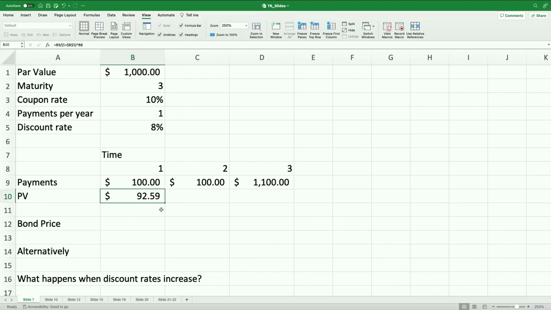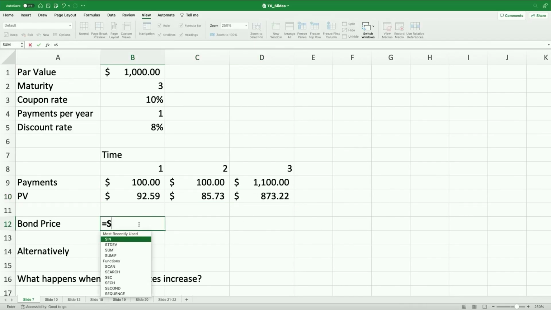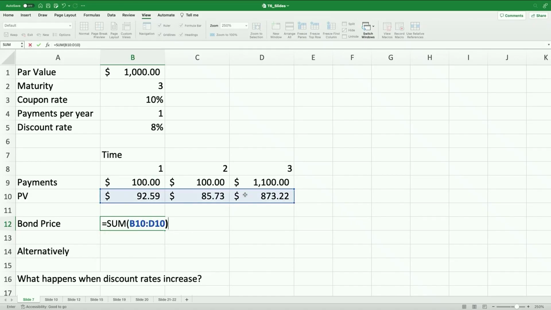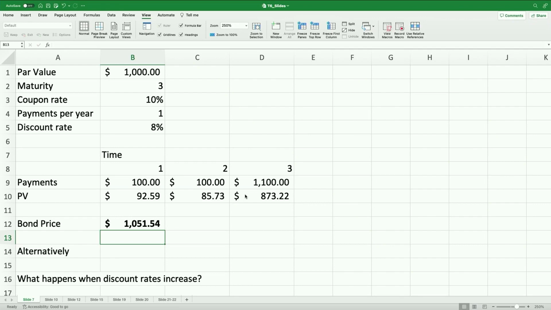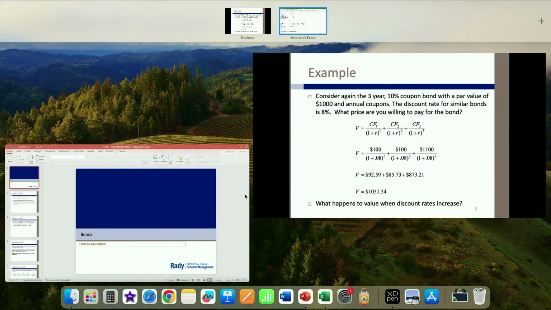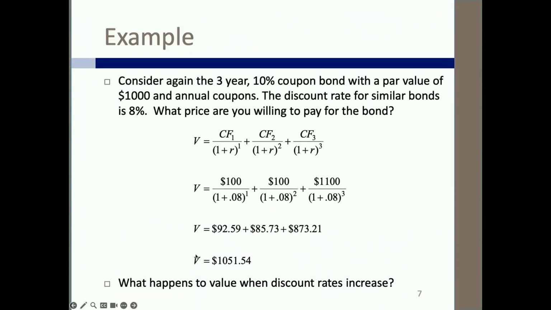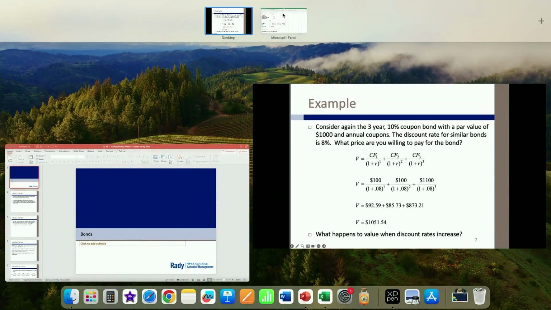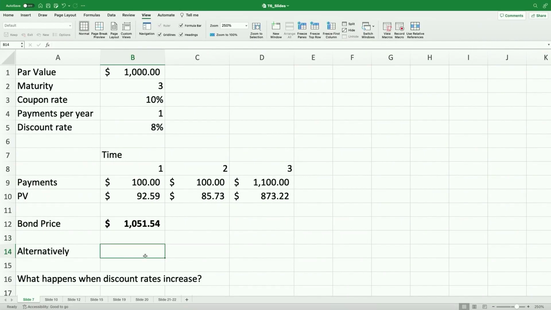That's its present value. Fill across, we get the present value of each of these 3. Sum together, $1051.54, which is exactly what I got on the slide. Okay? All right.